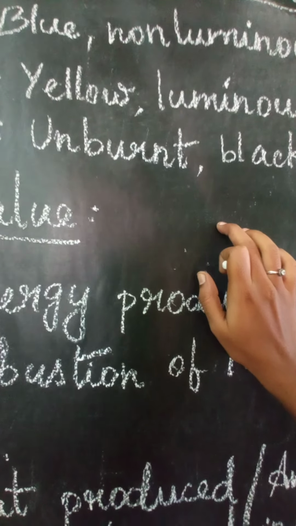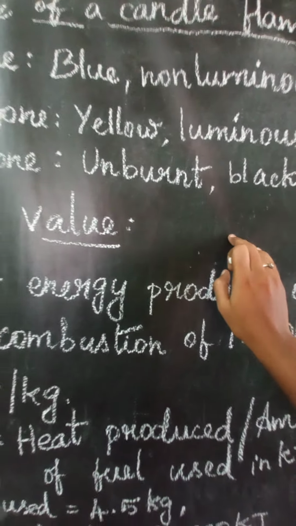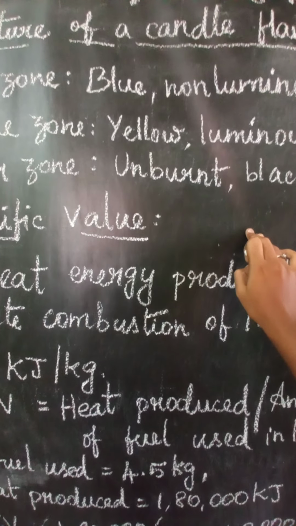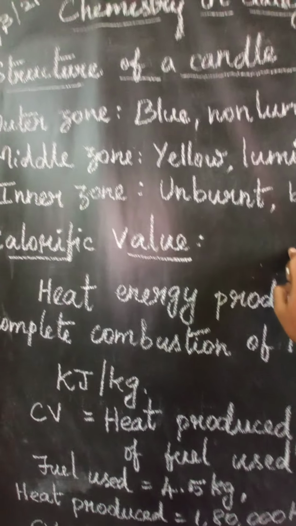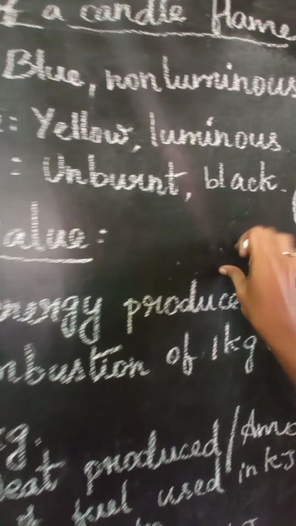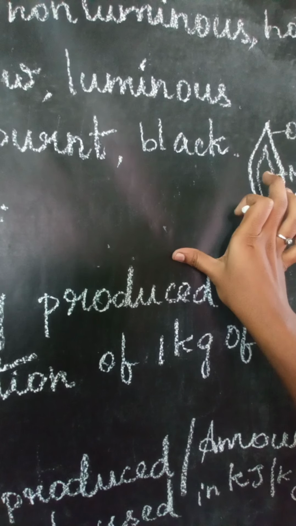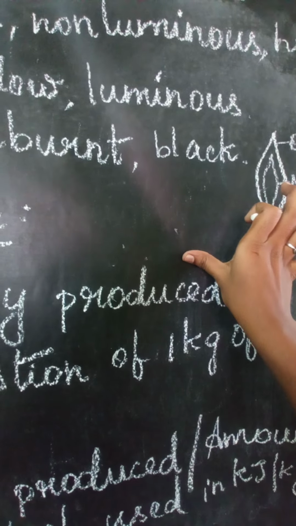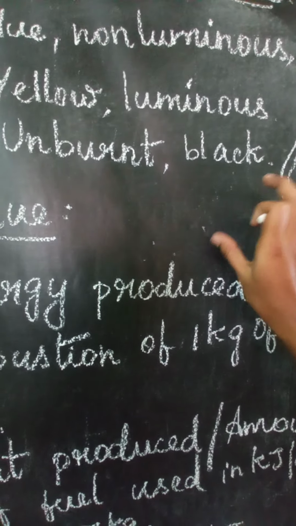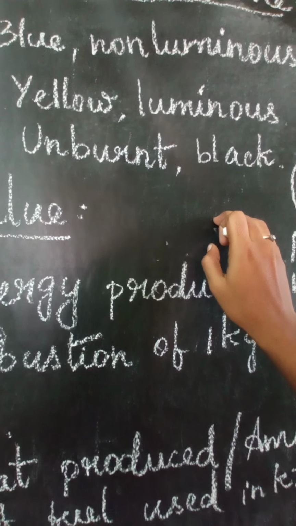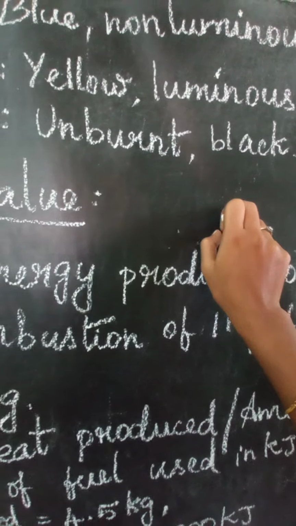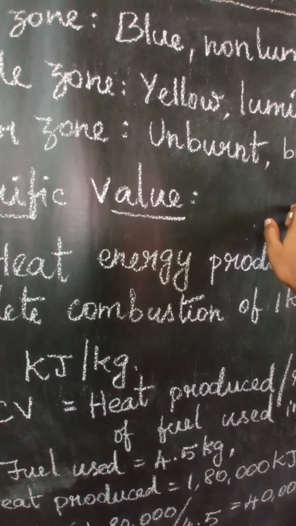It will be dark blue in color, and it is a non-luminous part which will be very hot in nature. When it is burning, only that outer layer will be very hot. And the next one, the middle zone, will be in between, in the center part, and it will be yellow in color. That yellowish color will be luminous in nature. If we compare it with the outer zone, the heat will be reduced a little bit. It will be moderate heat only in that area.